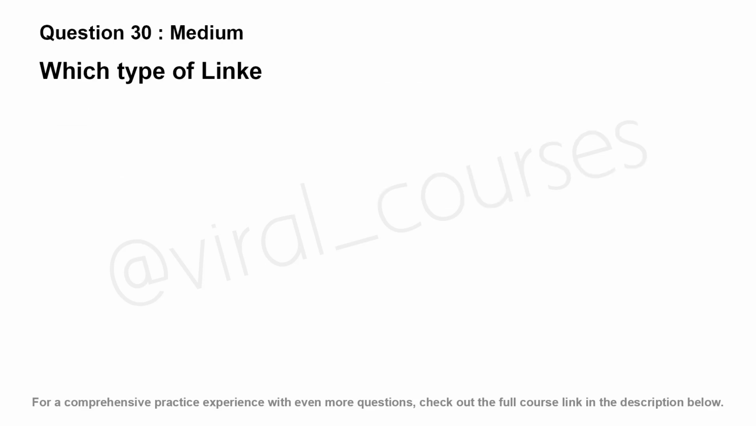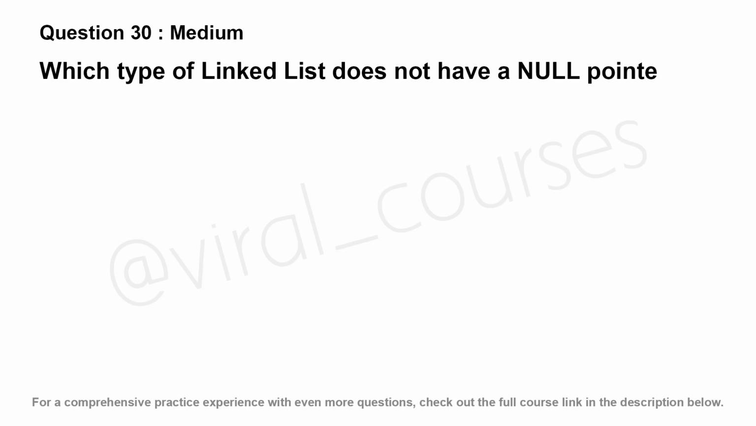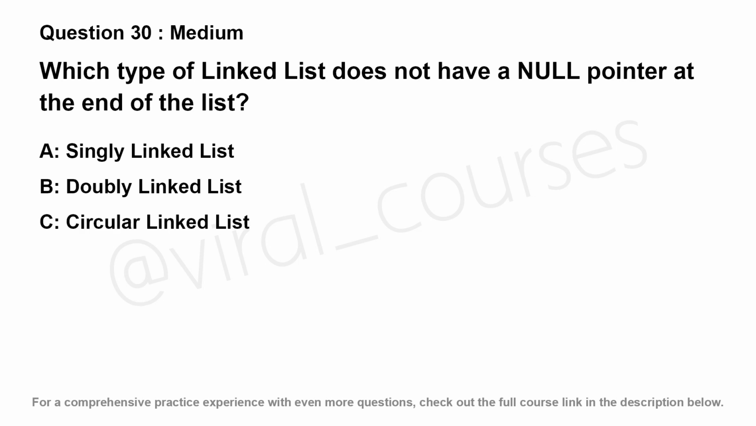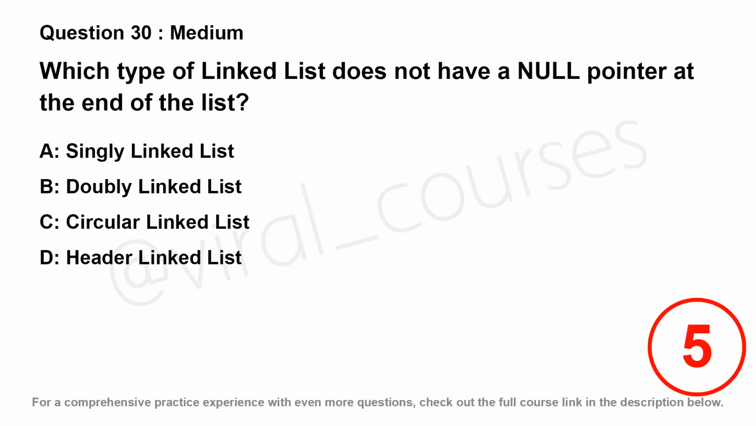Which type of linked list does not have a null pointer at the end of the list? Option A, singly linked list. Option B, doubly linked list. Option C, circular linked list. Option D, header linked list.